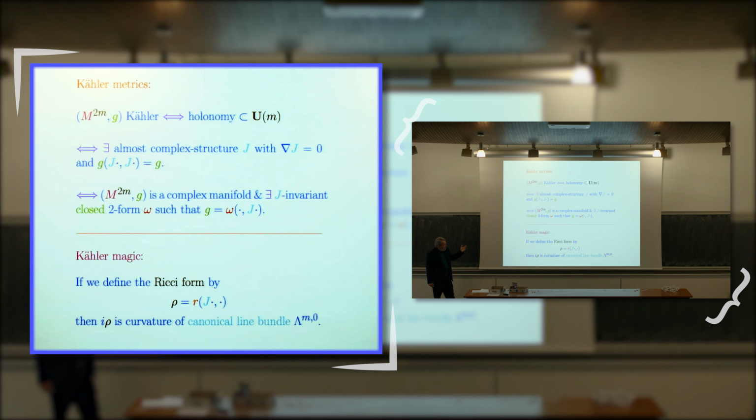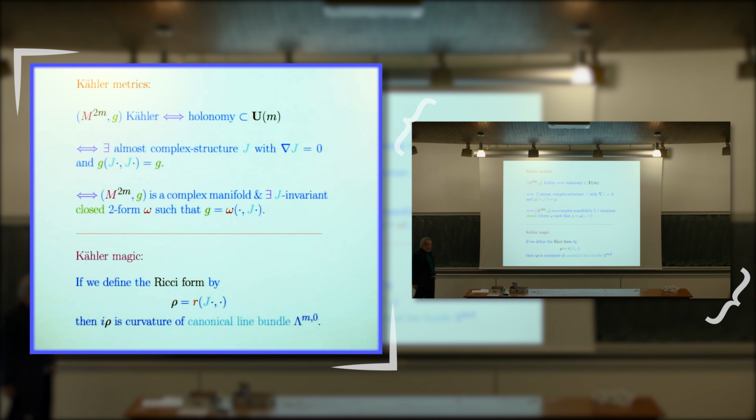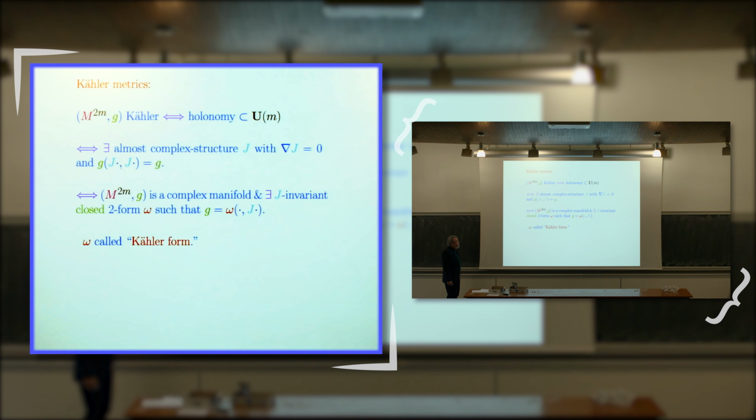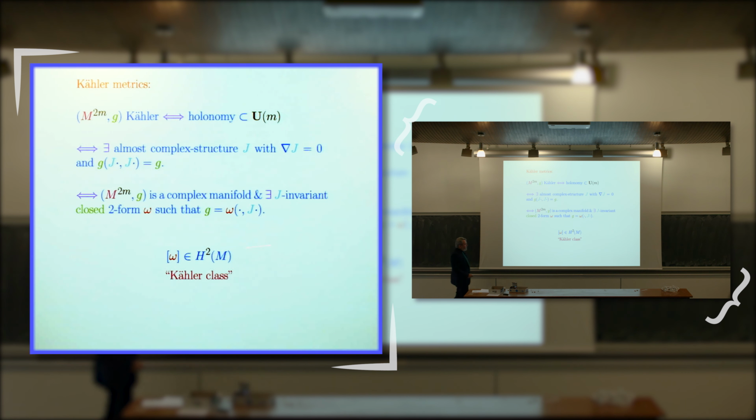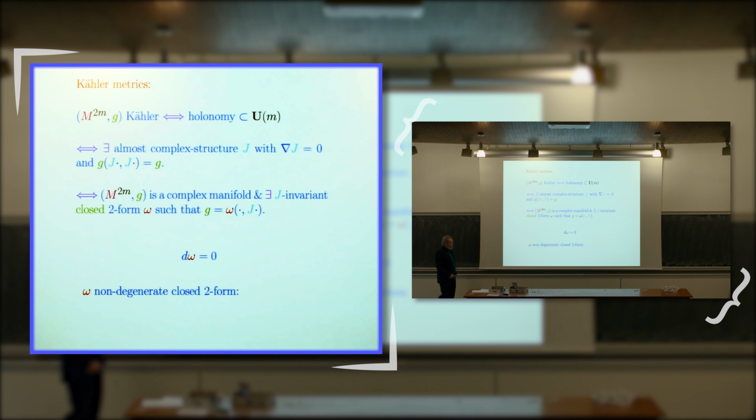But from a modern point of view, the magic that's going on in these manifolds is that the Ricci curvature is actually related to a two-form, which is the curvature of a line bundle, named the canonical line bundle on the manifold, the forms of type (m,0), where m is the complex dimension. Okay, so a very important thing in Kähler geometry is that the de Rham class of this closed two-form is called the Kähler class of the Riemannian manifold, and it's an important invariant. One often studies the class of Kähler metrics in a fixed Kähler class.